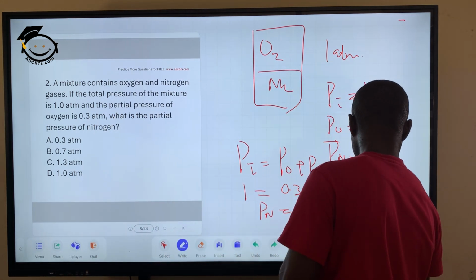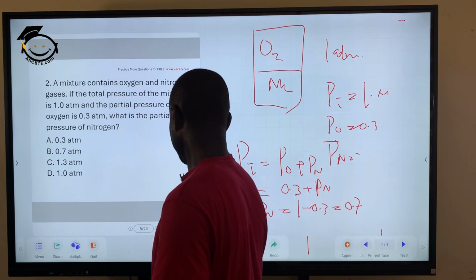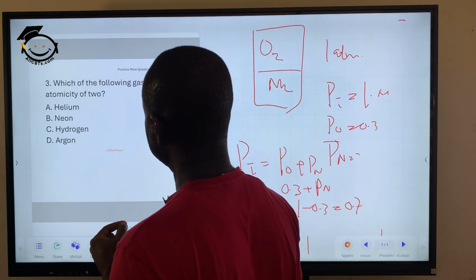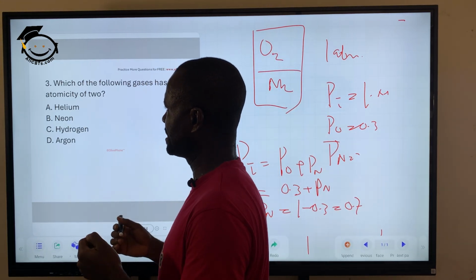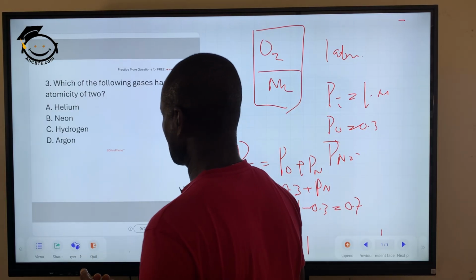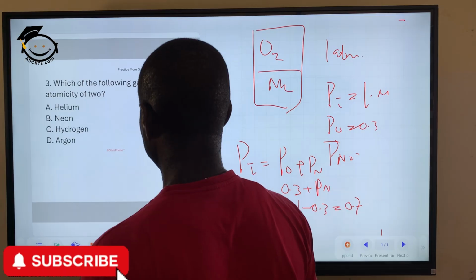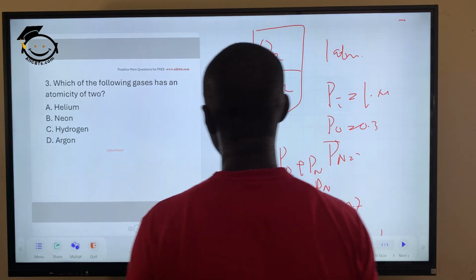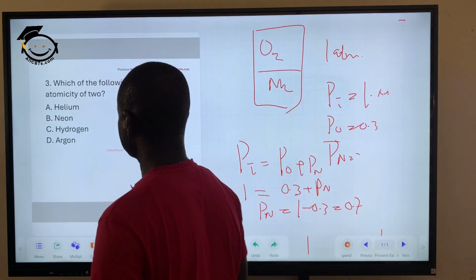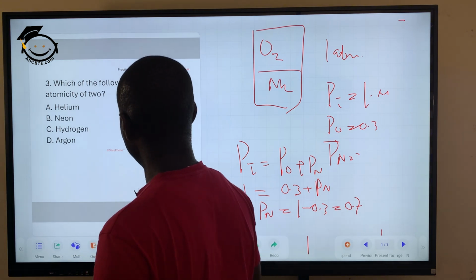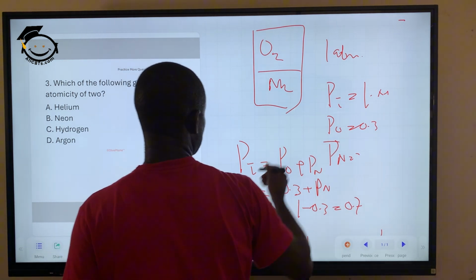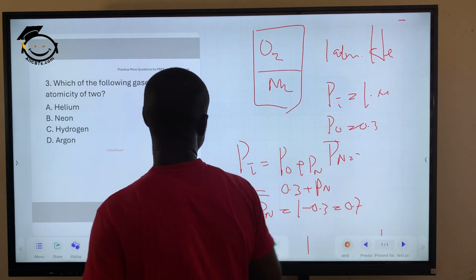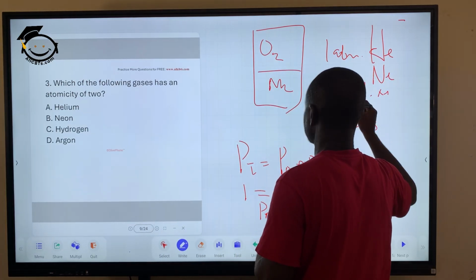The third question says, which of the following gases has an atomicity of 2? When we say atomicity of a substance, it is what? The number of atoms present in that substance. Let's look at the options. Helium is just an element, He. No hydrogen represented there. Neon is Ne. You can see the symbol.